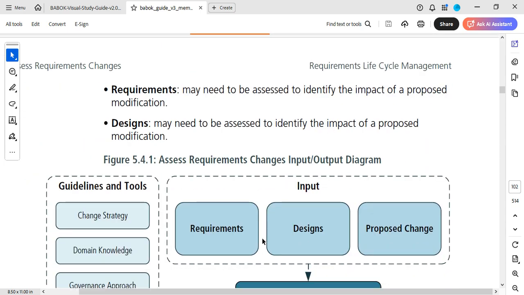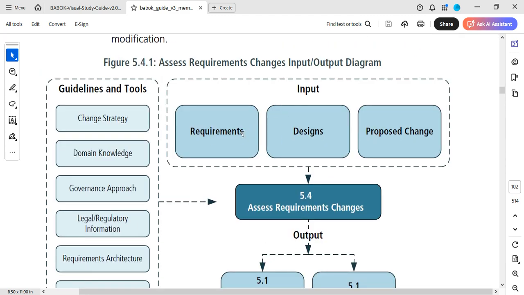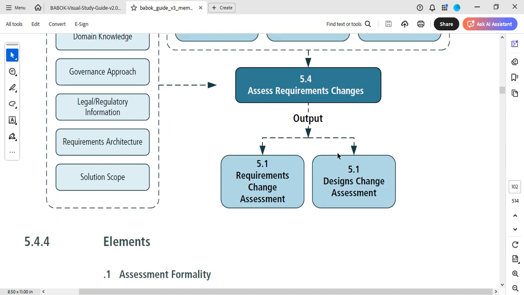Stakeholders, legal requirements, maybe changes in legal or regulatory terms, just like we mentioned. Requirements may need to be assessed to identify the impact of a proposed modification. You look at how the change impacts our requirements. Designs may need to be assessed as well. Looking at our diagram, we have the inputs as requirements, designs, proposed change. We have guidelines and tools: change strategy, domain knowledge, governance approach, legal regulatory information, requirements architecture, solution scope. Then you assess requirement changes. The outputs are the requirements change assessment and the design change assessment.